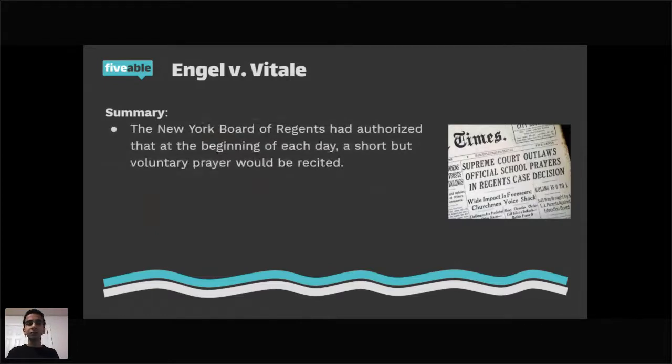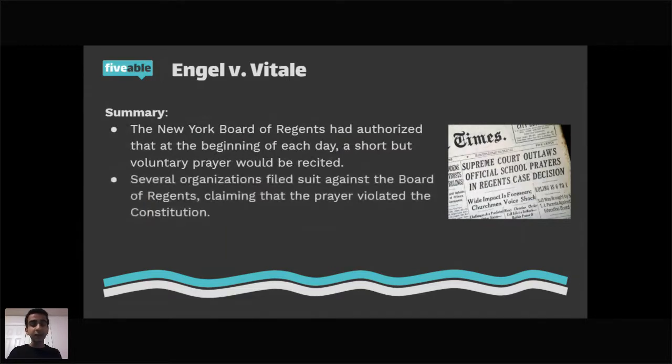So the New York Board of Regents, which is basically like their school board, authorized that at the beginning of every day, a non-denominational prayer was to be recited. So that was kind of required. Students could opt out of it if they wanted. However, there was a prayer that was held.